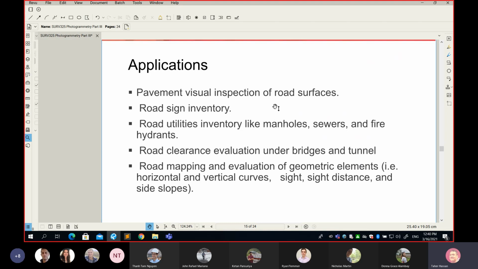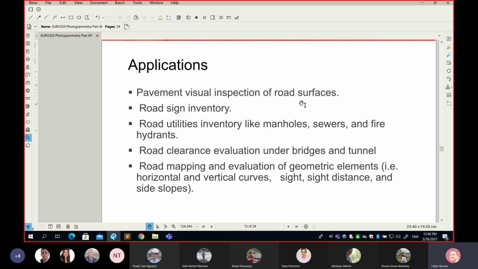But if you have this system, do you really have to walk on the road, or you just drive along the roads, and then when you go to the office, you can do the visual inspection through the photos? You can even measure the length of the crack. You can measure the width of the crack. And if the crack is too big, then you can mark this for the next maintenance.